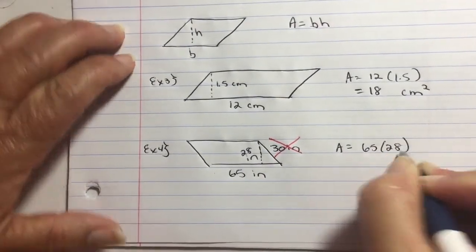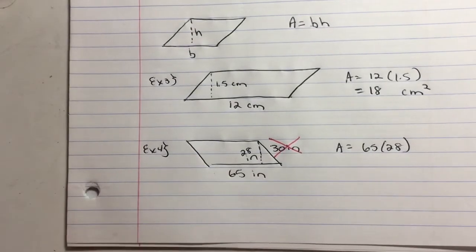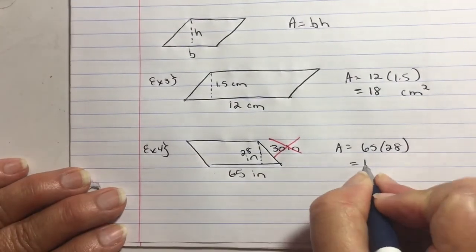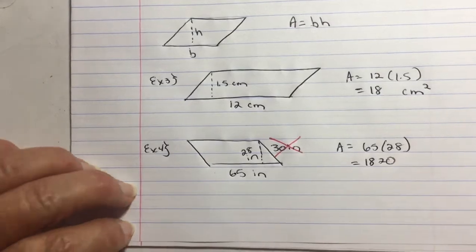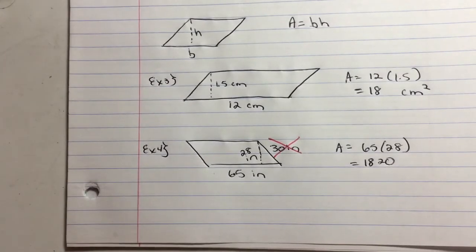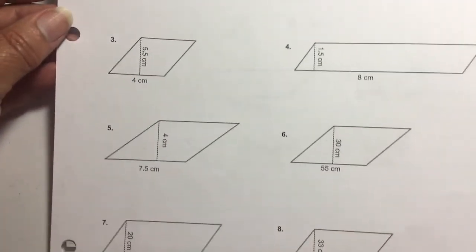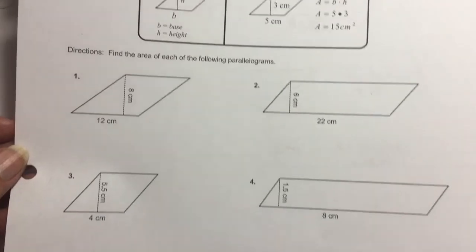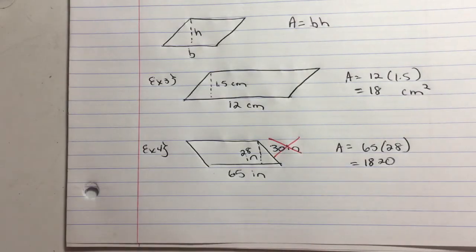Base times height. 1,820 square inches. All right, the second page of your homework is going to contain 8 of those. Please make sure you do all those problems before watching the next video.